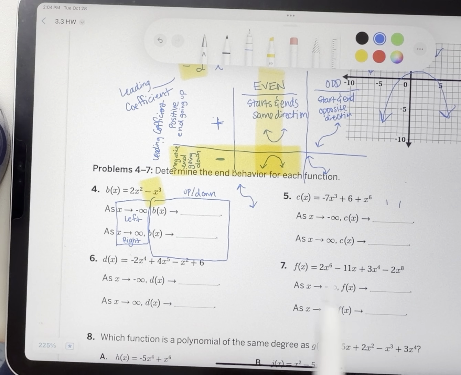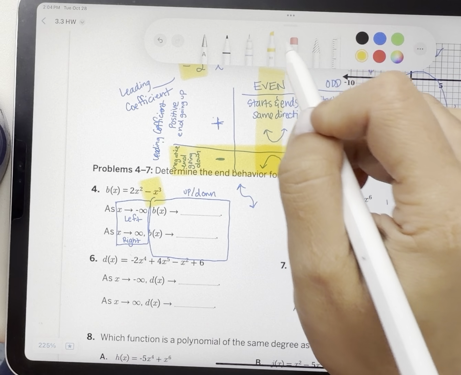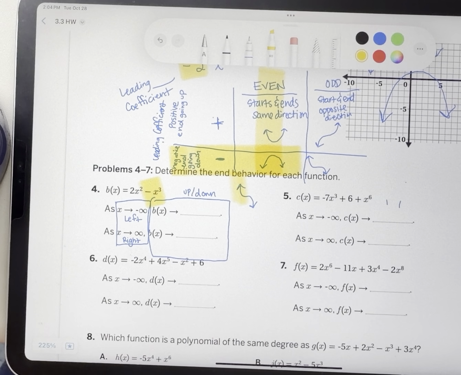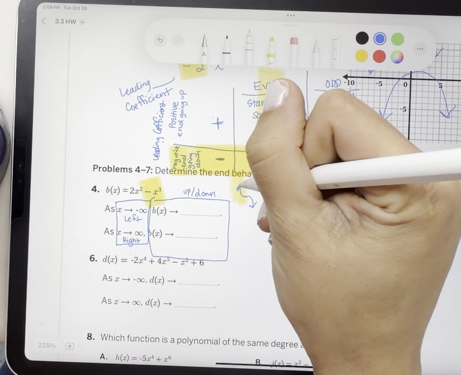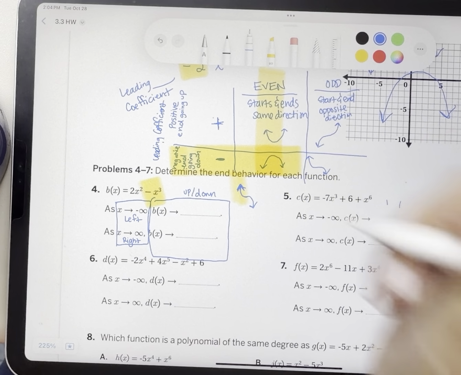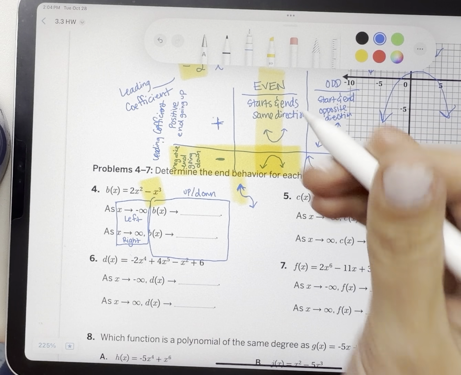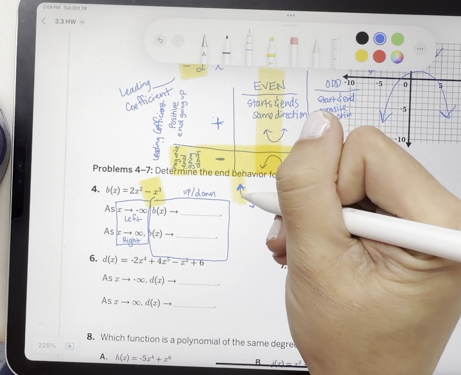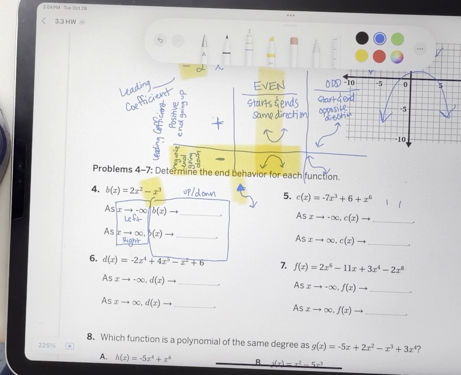All you got to do now is tell me, on the left side, which way am I going? On the left. It's going where? Up or down? Can you repeat? It's not hard. What's happening on the left side of this graph? Which way am I going? On the left side, the negative infinity part?